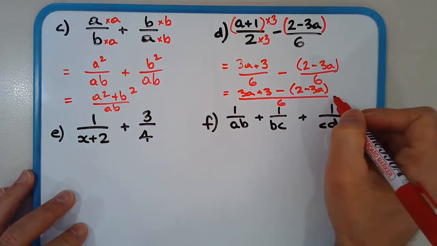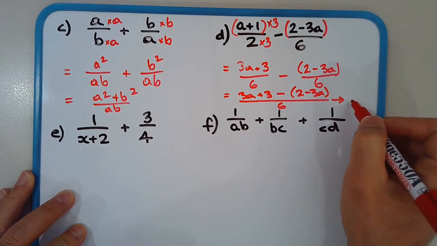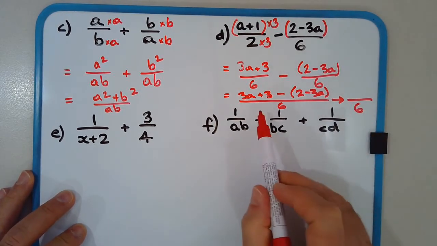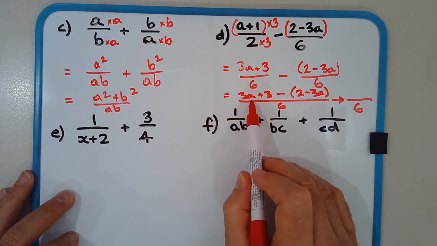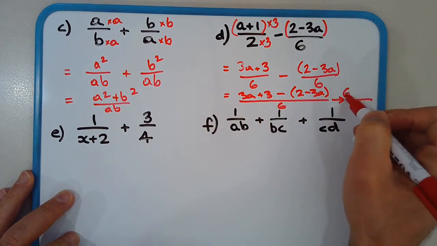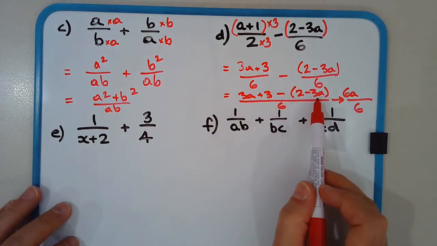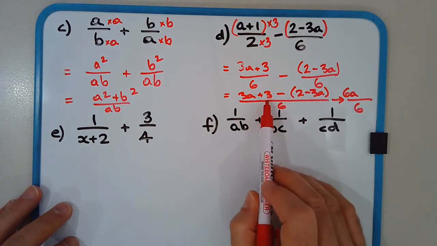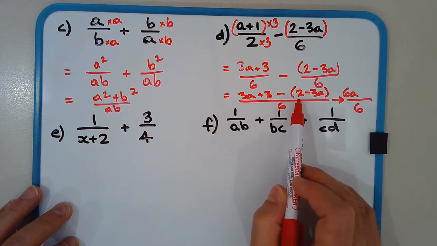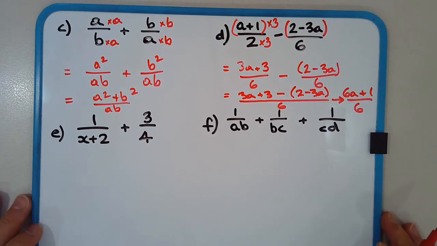Okay, now let's collect the like terms. So we know that the denominator will be over 6. So we've got 3a minus 3a, that's 6a. Okay, so 3a minus 3a is 6a. And we have 3 minus 2 is positive 1.